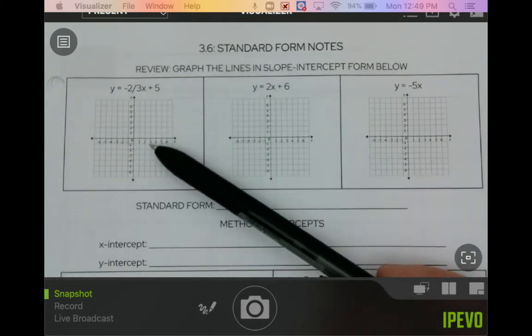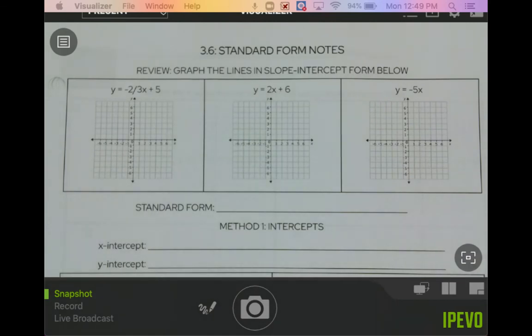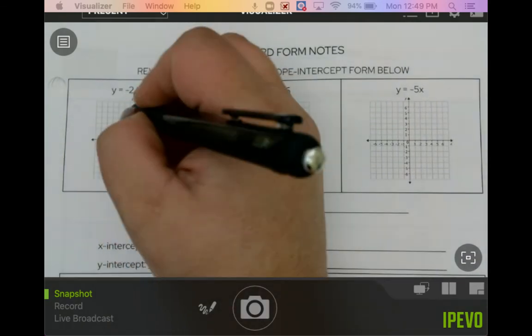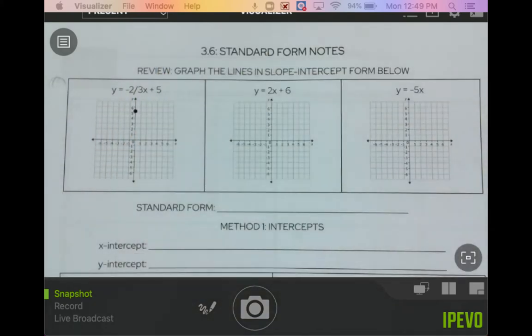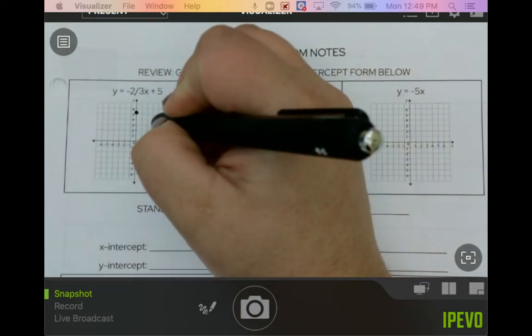So, this is what we talked about last week. Where would I start this line? At the 5. At the 5, on which axis? Y. And then my slope is negative 2/3, so where do I go from there? Down 2. Yeah, down 2 over 3 to the right.